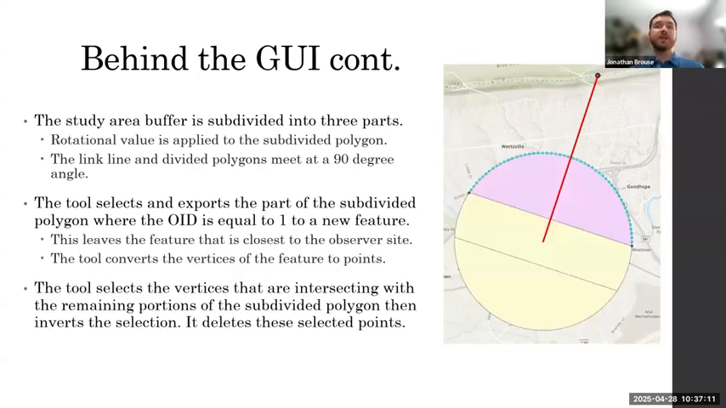The vertexes of the original subdivided polygon, the purple polygon in this photo, are converted to point features. These point features are then run through a select by location query against the features that were exported to the new polygon, the yellow portions of the subdivided polygon in the photo of this slide. This selects the 2 points on the outer edges of the polygon near the middle. This point selection is then inverted so that every point but these 2 are selected and then deleted.